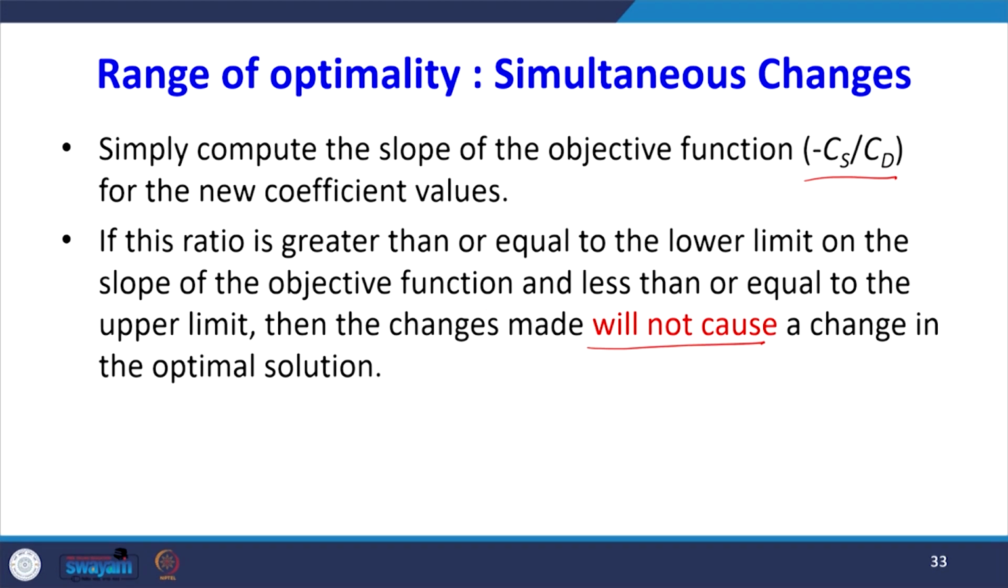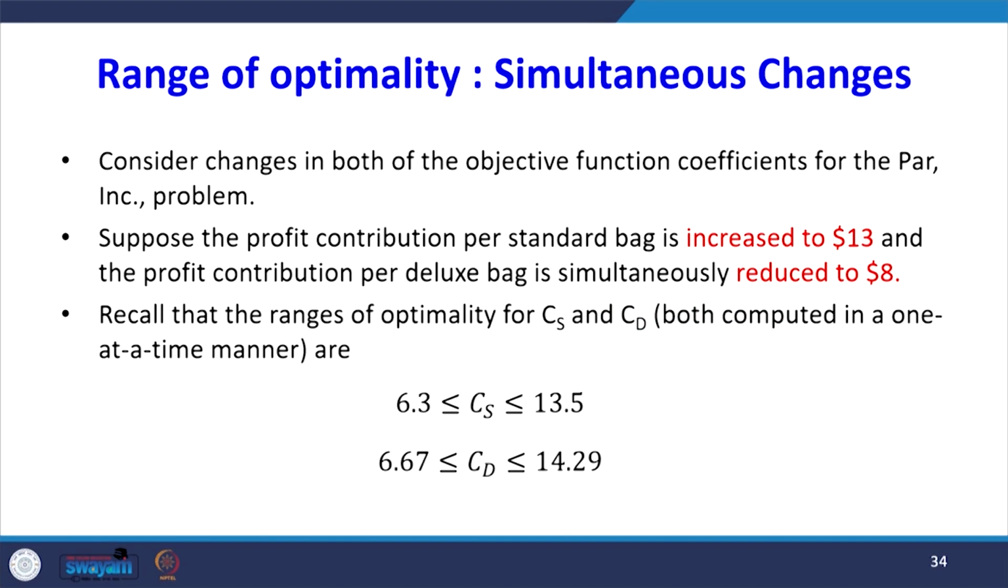If that ratio is within the limit, our final result will not change. Now consider changes in both of the objective function coefficients for the problem which we are discussing. Suppose the profit contribution for the standard bag is increased to $13 and the profit contribution per deluxe bag is simultaneously reduced to $8. Now both things are happening together.